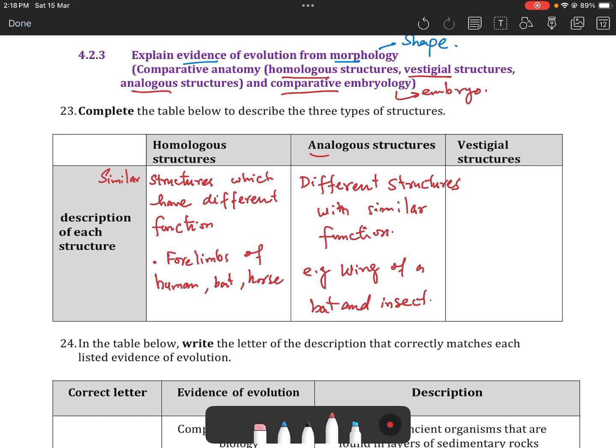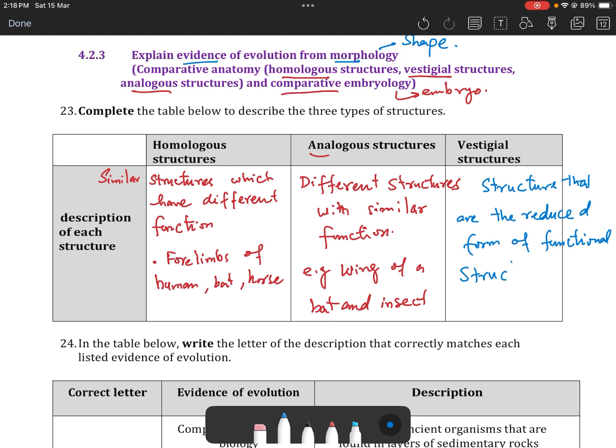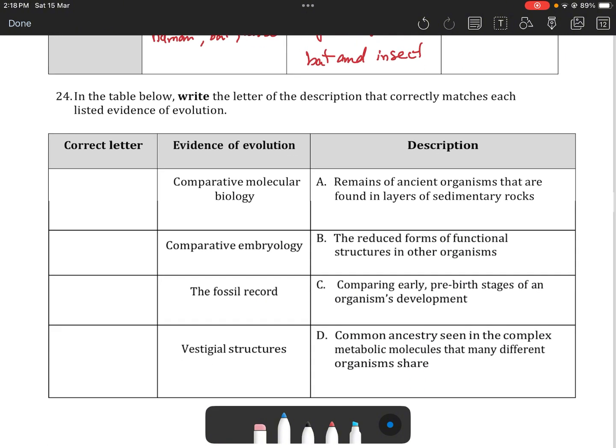The last one is the vestigial structure. So here we can say the structures that are the reduced form of functional structures in the ancestors. Okay, functional structures in ancestors or in other species. For example, wisdom tooth in human. There is also the appendix. Appendix is another example. Tailbone is another example.